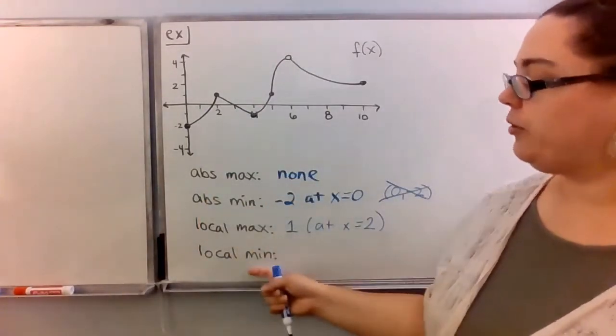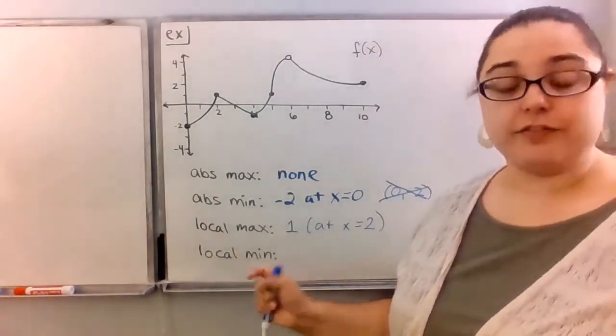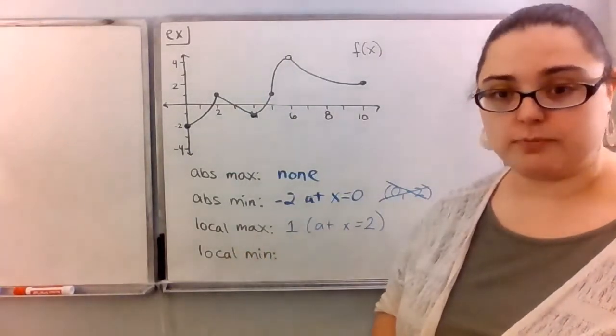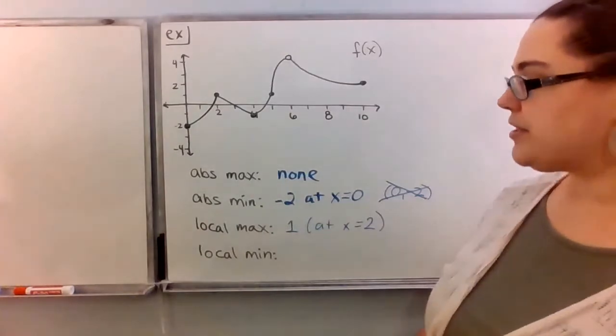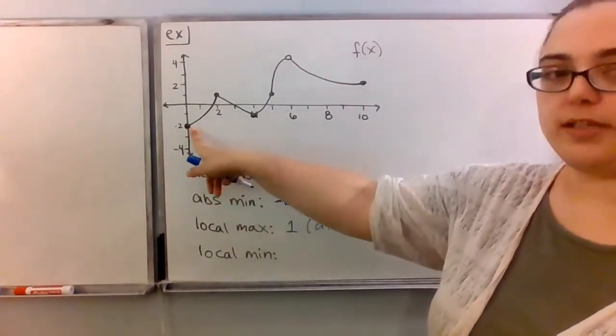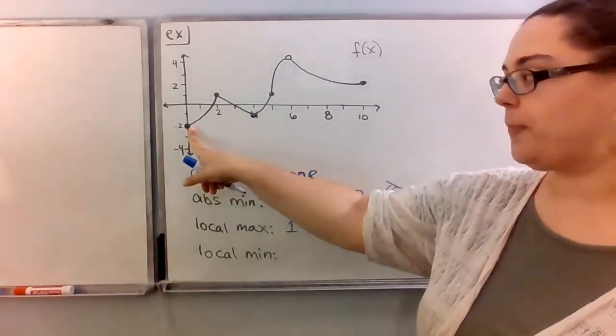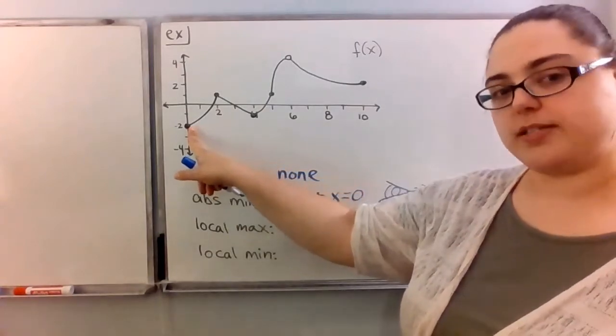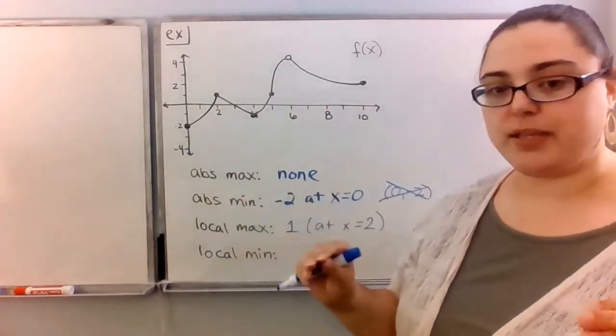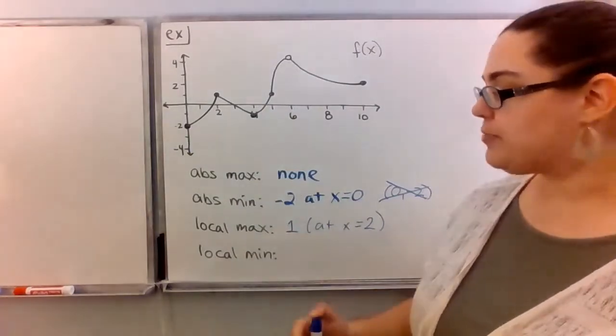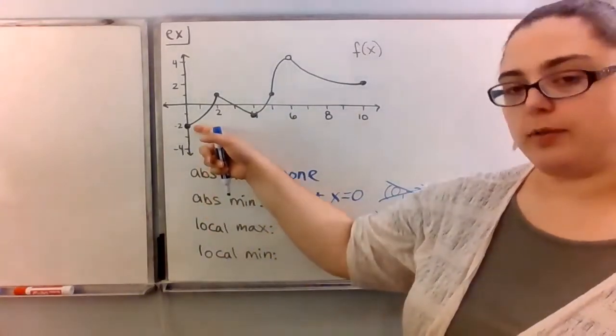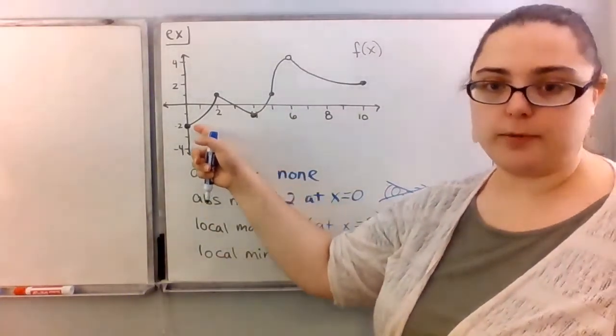To identify the local minima, now we want to see, are there any valleys? Are there any low points in this function? Now we had an absolute minimum here when x was 0. We have a minimum of -2. However, this is one of those places where we have endpoint being important. So for an absolute max or min, those can include endpoints, and the minimum was an endpoint.